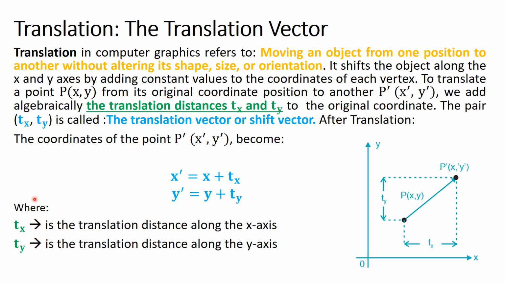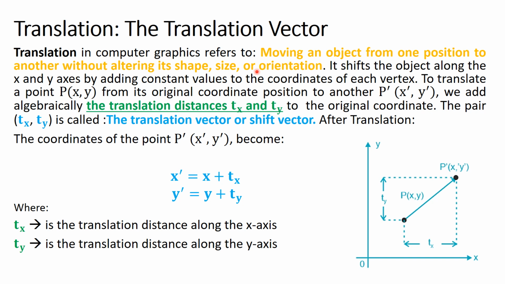Translation, the translation vector. Translation in computer graphics refers to moving an object from one position to another without altering its shape, size, or orientation. It is a displacement, as if you are shifting the shape from one position to another without any change in the shape, in its size, or in its direction.